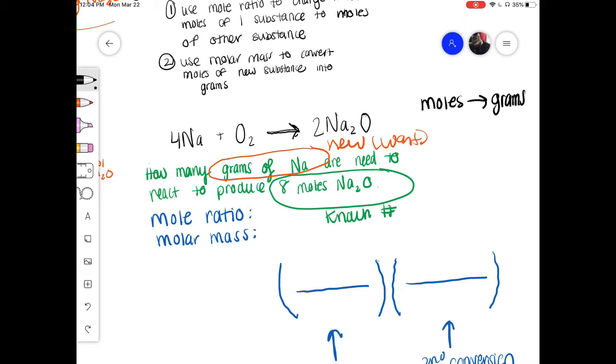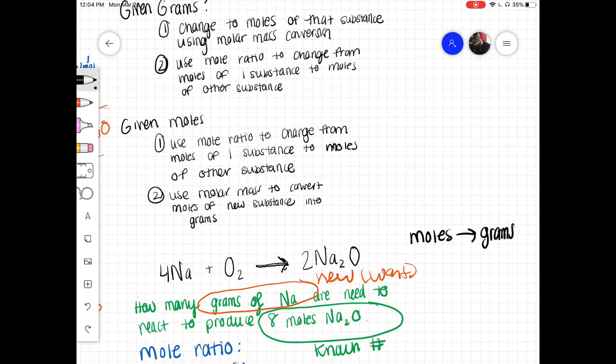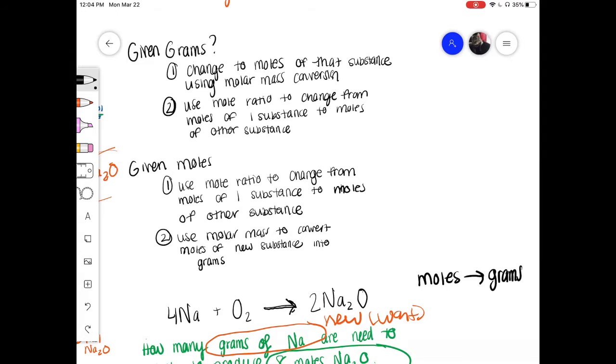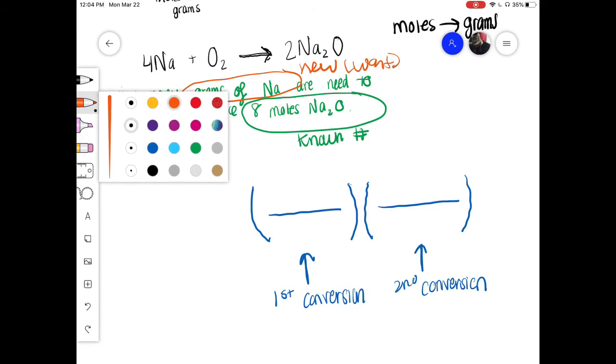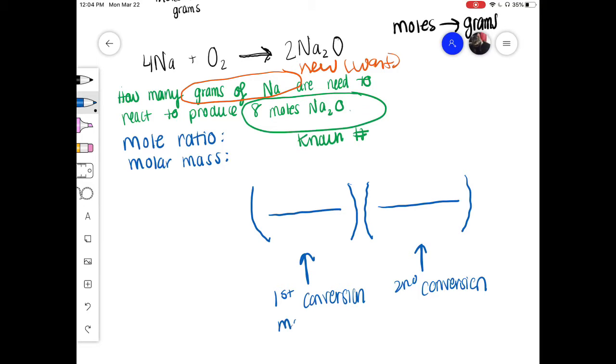Looking at our two paths that we can take to solve this, we are given moles and we want to find grams. So we're going to go with option 2 for this. We're going to use our mole ratio first and then our molar mass. Our first conversion is going to be the mole ratio, and I will show you why we use that. And then our second conversion is our molar mass.